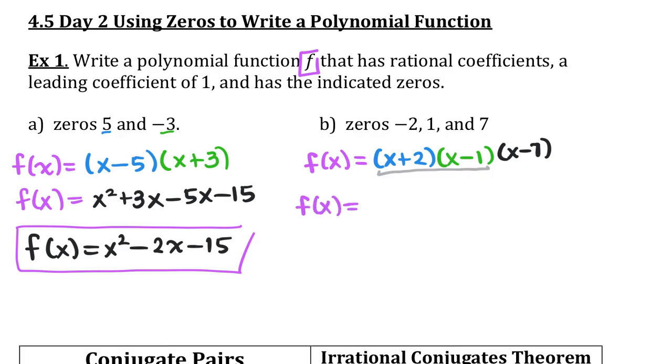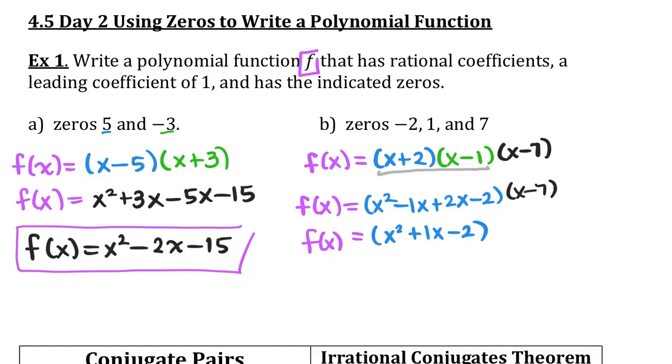Okay, let me do this. This is x squared minus 1x plus 2x minus 2. I'm going to go ahead and simplify that. X squared plus 1x minus 2. And then let me bring down all the rest of this stuff. And I'm still needing to times it by x minus 7.